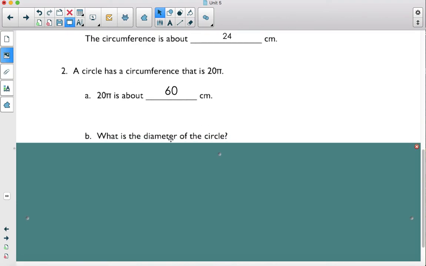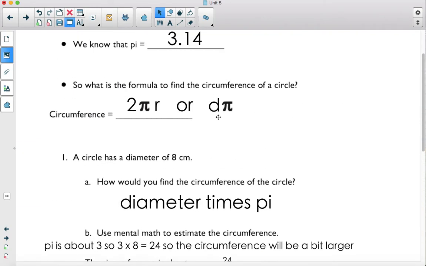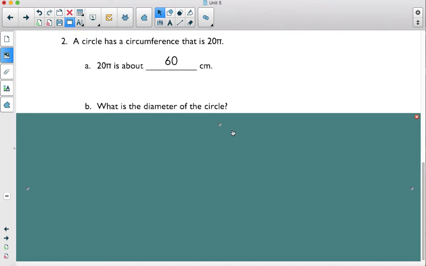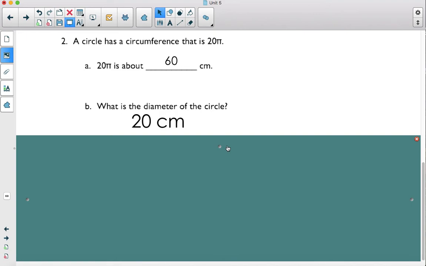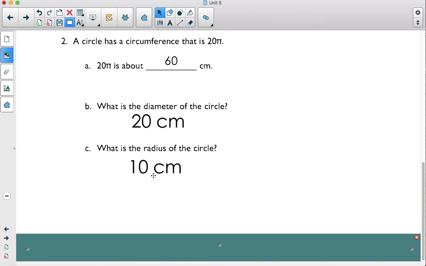So from this information, what is the diameter of the circle? So up above, right here, we stated the equation is diameter times pi. Okay, so if I'm looking at these pieces of information, here is our pi. So the number represents our diameter. Okay, so our diameter of this circle is 20. And if I know the diameter is 20, they want us to find the radius. So the relationship between the radius and the diameter is that the radius is half of the diameter. So if I take half of 20, we have 10.